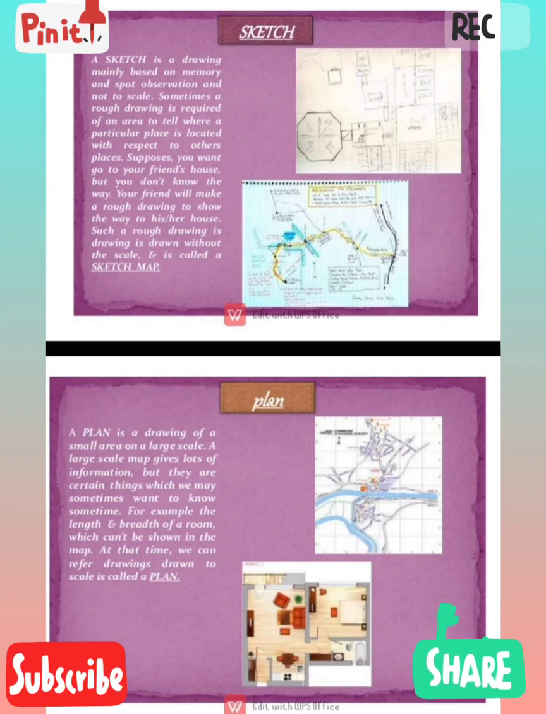Second one is plan. A plan is a drawing of a small area on a large scale. A large scale map gives lots of information, but there are certain things which we may sometimes want to know, for example, the length and breadth of a room, which can't be shown on the map. At the same time, drawings to scale that show such details are called a plan.